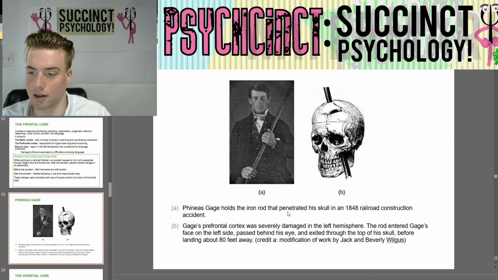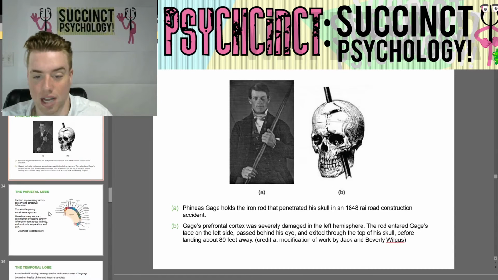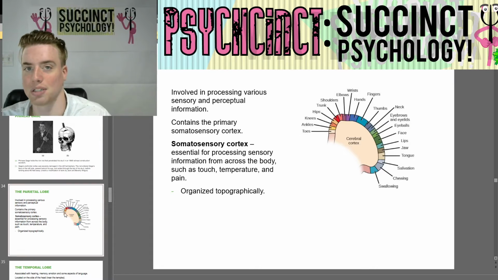So see here, Phineas Gage holds the iron rod that penetrated his skull in an 1848 railroad construction accident. And then here's a picture of what the actual accident was like, and I think it's a miracle he survived. So Gage's prefrontal cortex was severely damaged in the left hemisphere. The rod entered Gage's face on the left side, passed behind his eye, and exited through the top of his skull before landing about 80 feet away. That's just crazy. But obviously having damage to your frontal lobe is not a good thing. Just having any kind of brain damage tends to not be very fun.